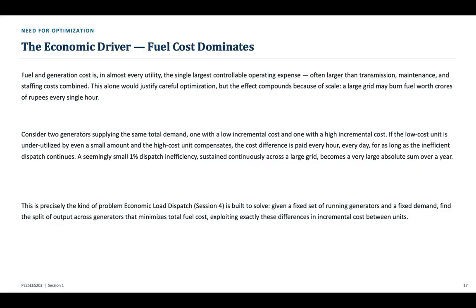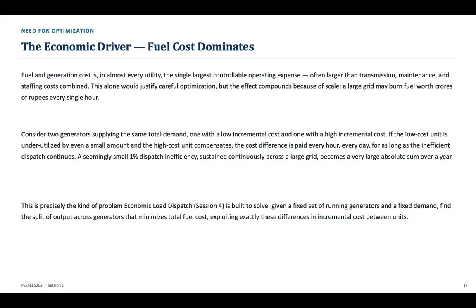every single hour. Consider if you have two generators supplying the same total demand, one with a low incremental cost, one with a high incremental cost. If the low cost unit is underutilized by even a small amount and the high cost unit compensates, the cost difference is paid every hour, every day for as long as the inefficient dispatch continues. A seemingly small 1% dispatch inefficiency sustained continuously across a large grid becomes a very large absolute sum over a year. This is precisely the kind of problem economic load dispatch is built to solve.